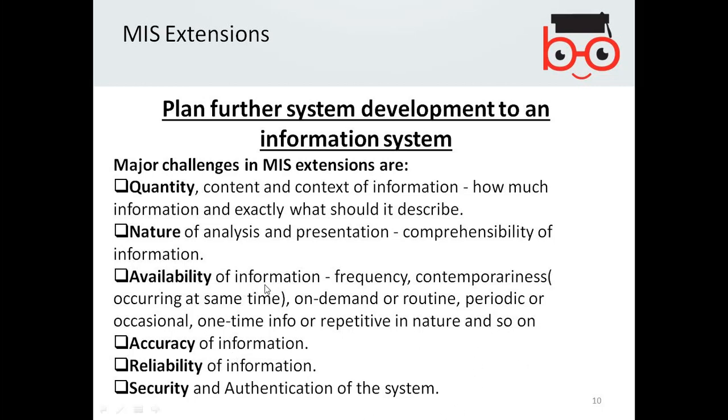Nature of analysis and presentation, comprehensibility of information. Obviously, the nature of the data is important, for example, if it is text, video, images, or whatever.